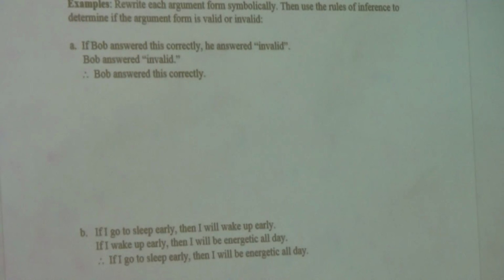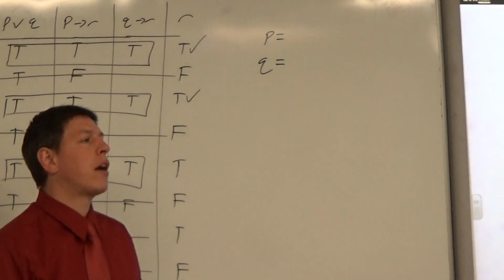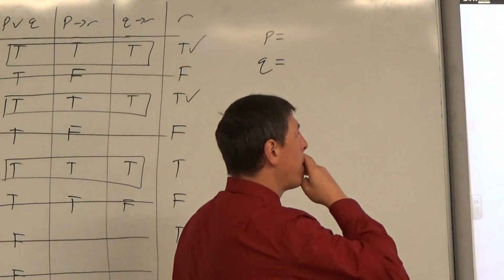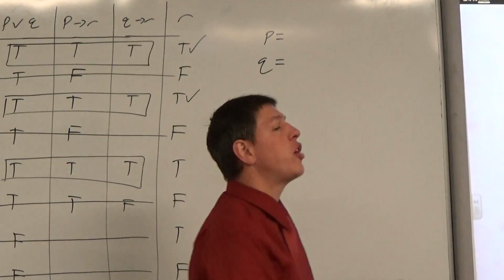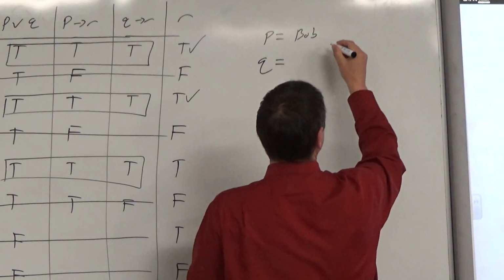One of the first things we ever did in this class was I gave you a sentence, you wrote it in symbolics. That's what we're going to do right now again. The question is, if Bob answered this correctly, he answered invalid. Bob answered invalid. Therefore, Bob answered this correctly. Let's try to write this argument form symbolically. I need two statements. What's one of them? Sir? If Bob answered this correctly. Bob answered this correctly. Nice. And then you guys just chop off the if because it's not conditional. Nice. So, one of them is Bob answered this correctly.